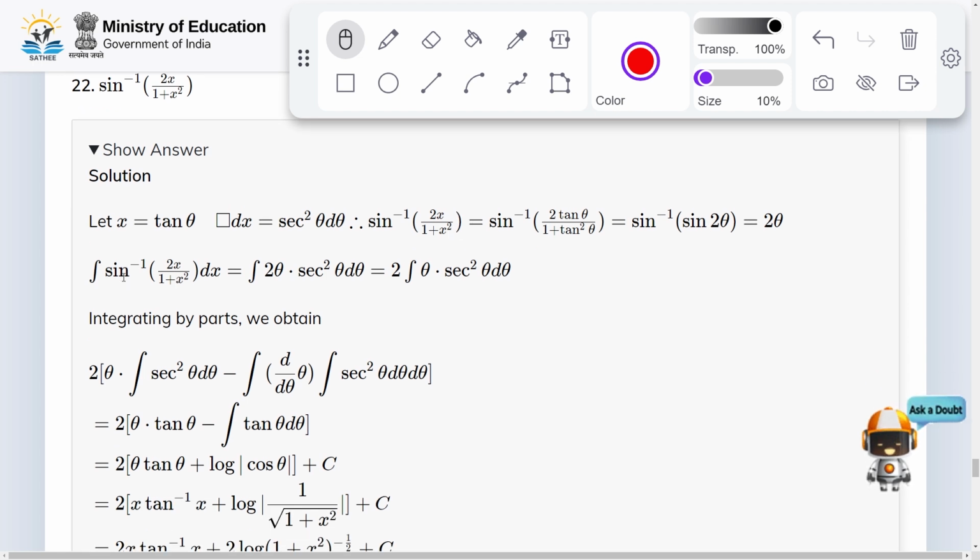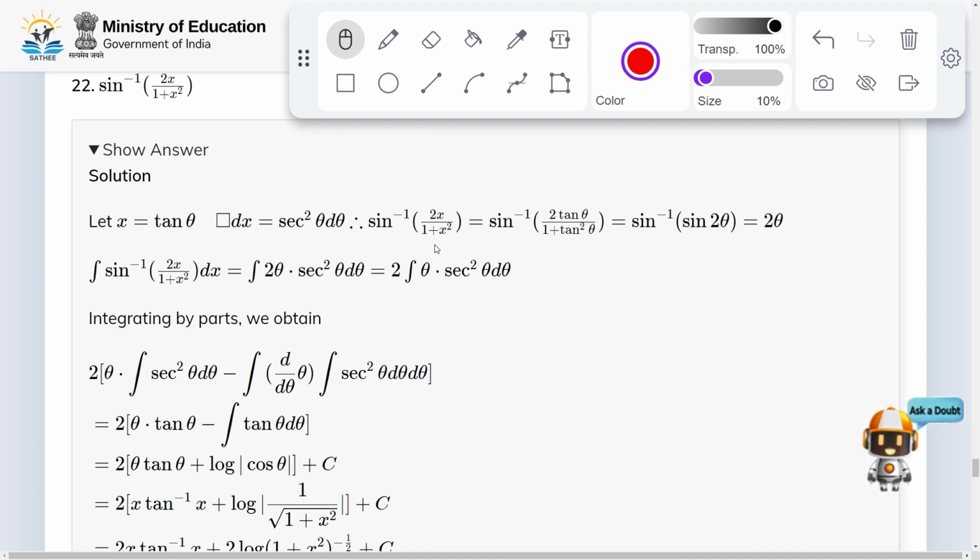Now the integration of this will be the same as doing the integration of what? As we just substituted, dx is equal to sec square theta d theta. So dx can be replaced by sec square theta d theta, and this term will be replaced by just 2 theta, as you can see.